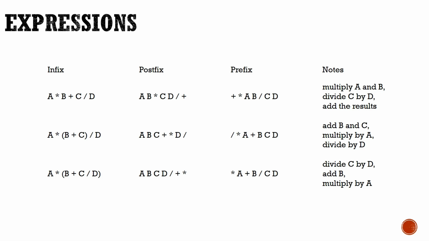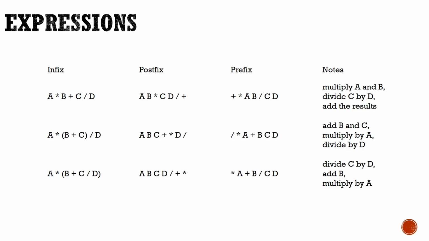Prefix, let us look. First will be the B plus C. That is plus BC. Then multiplied with A, that is star A with the B plus C. The next, division by D, slash, and the D at the end. Fine.